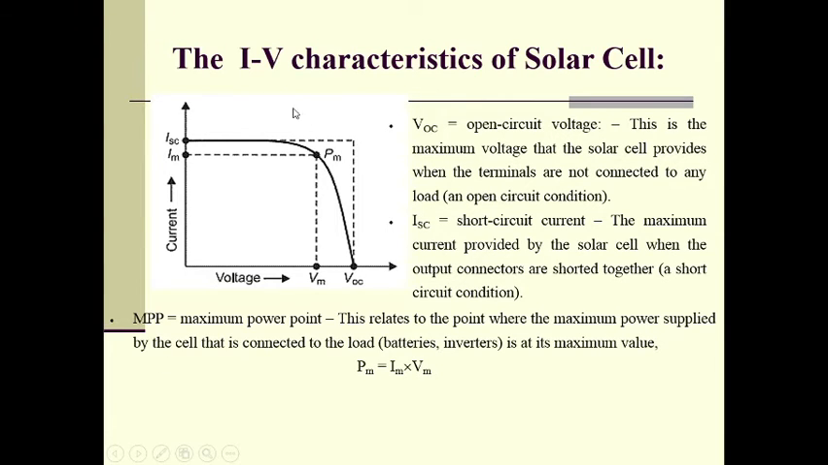There is another point in this graph, and this point is called the maximum power point, or PM or MPP. So this is called the maximum power point. That means this is the point where the maximum power supplied by the cell to the load, that is batteries or inverters, is at its maximum value. This maximum power is given by Im into Vm, where Im and Vm are the values of current and voltage corresponding to the maximum power. That means the product of Im into Vm will give us the maximum power.